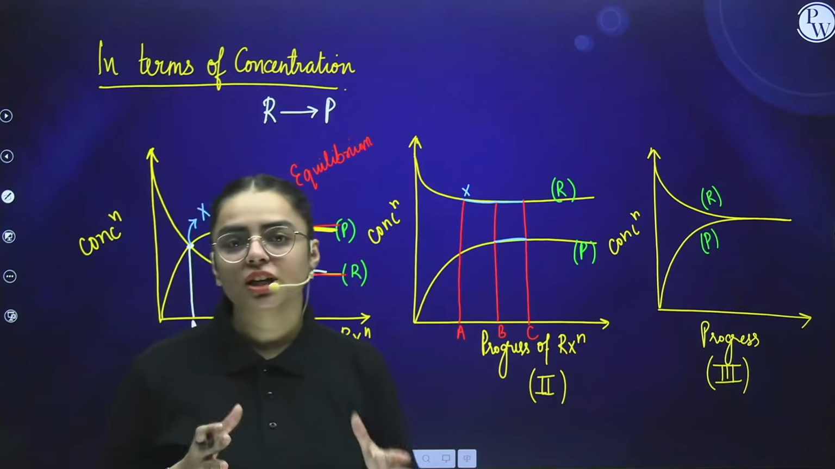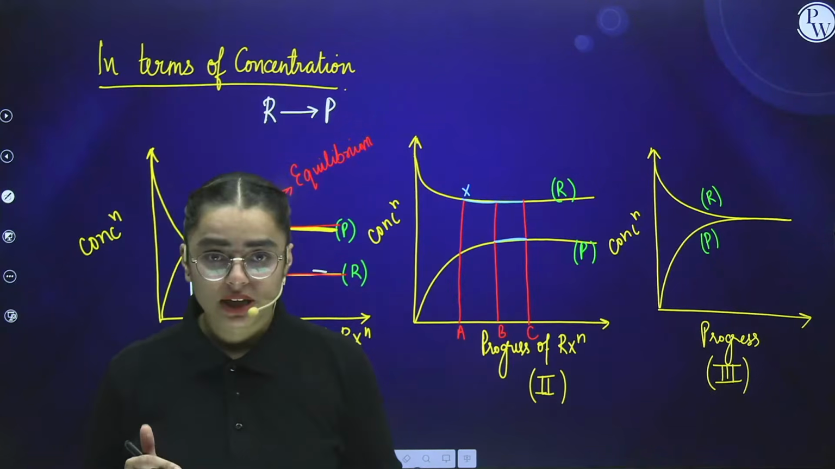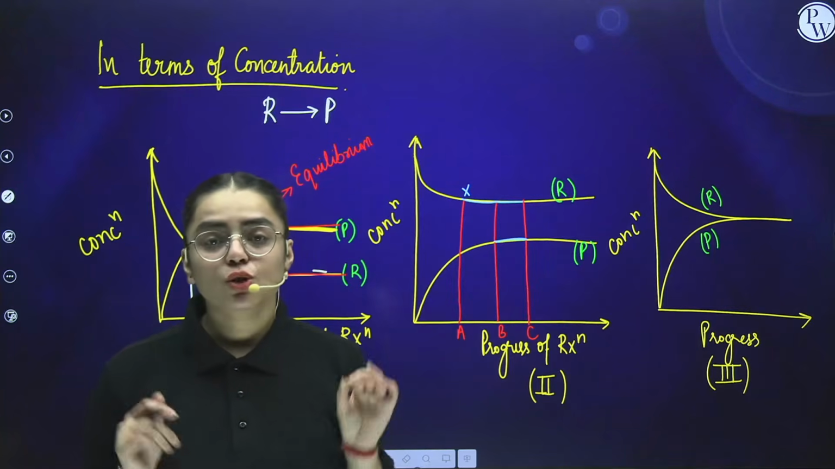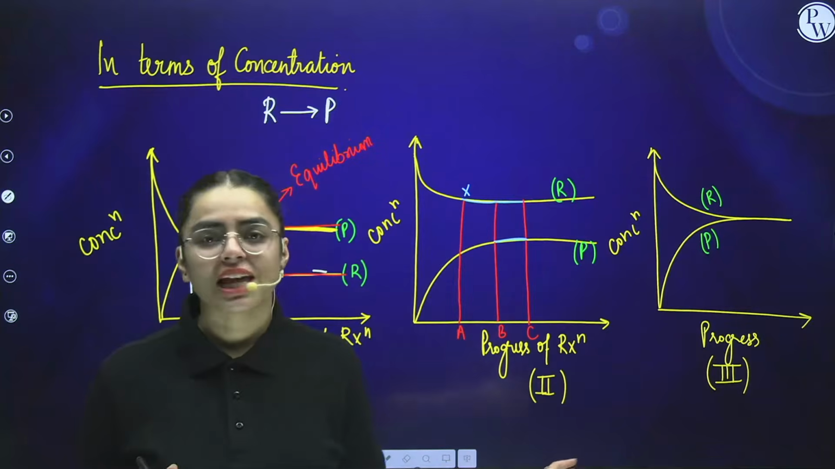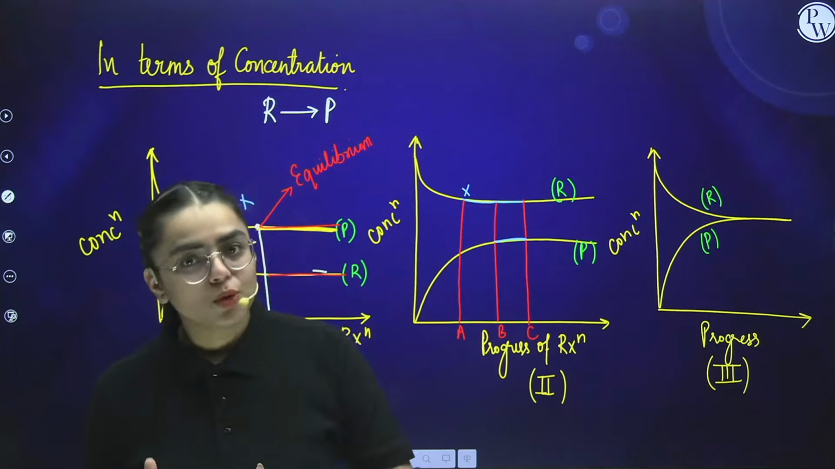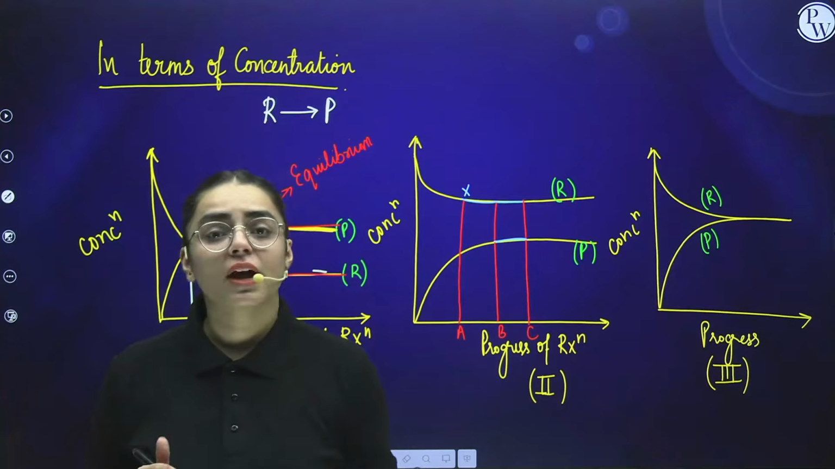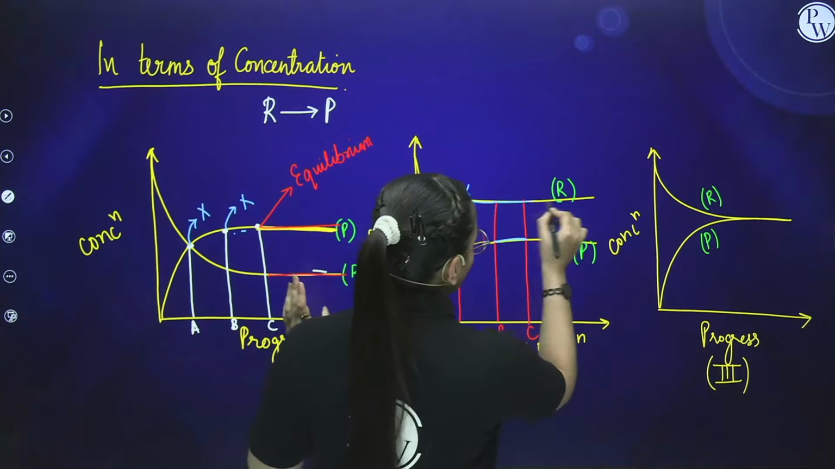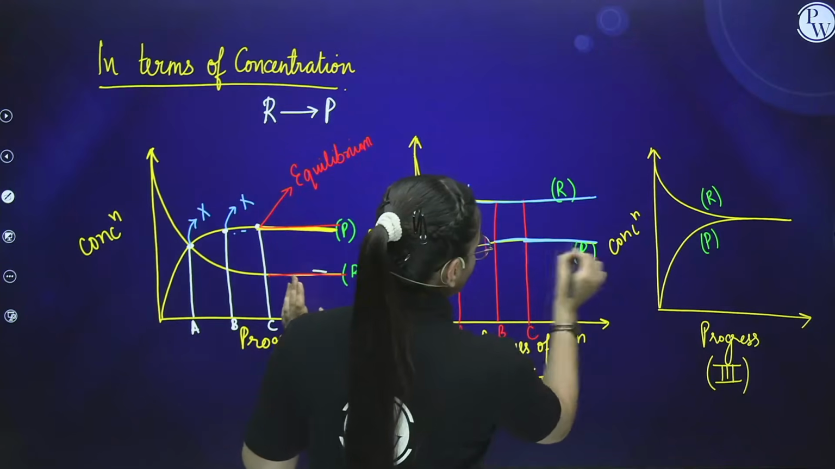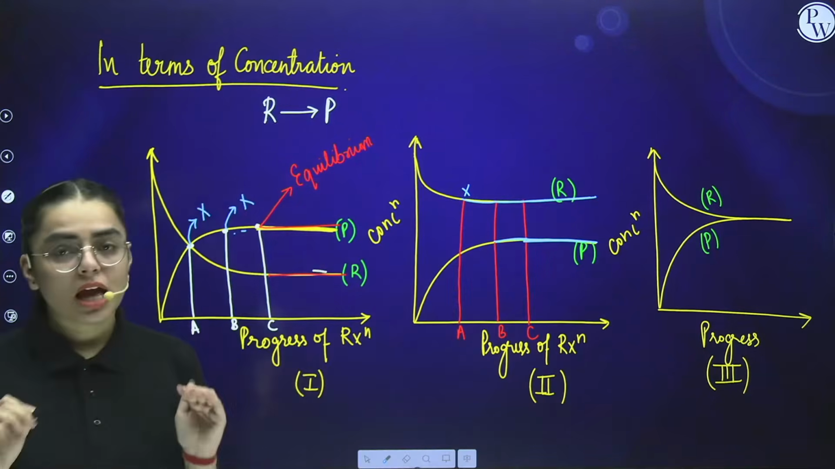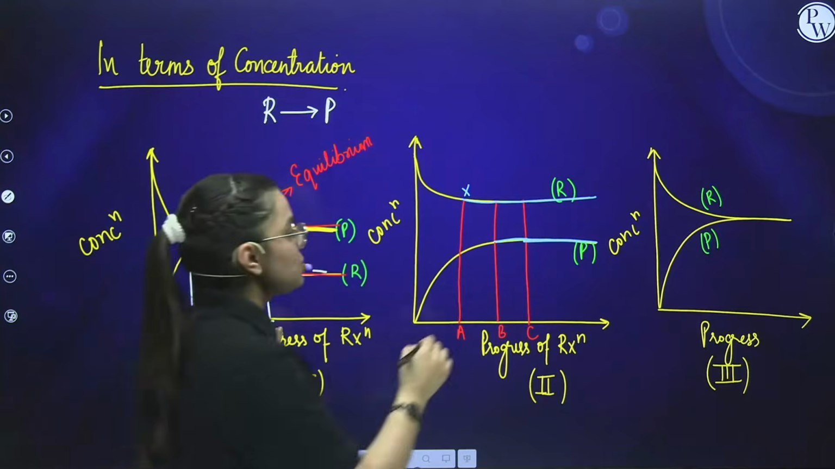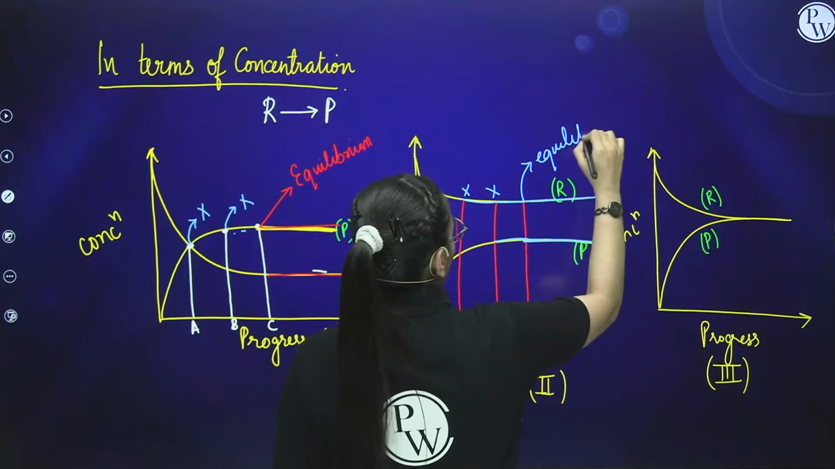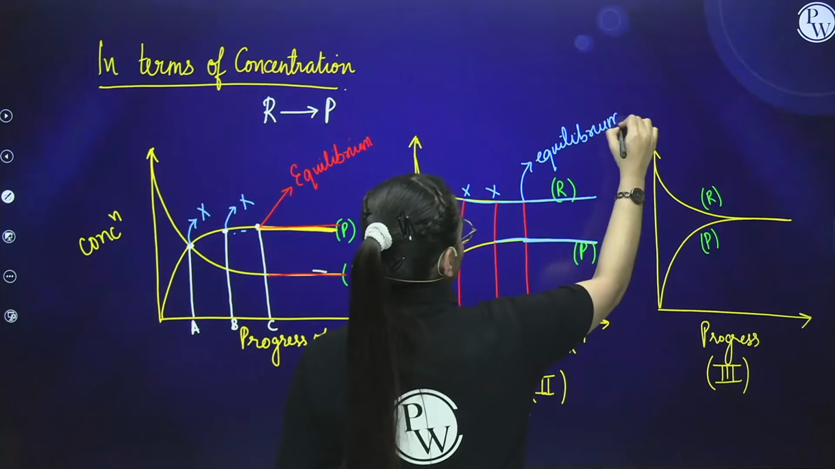Whenever I am talking about concentration, I am referring to both reactant and product. Don't consider only one situation and give your analysis on that. No, you have to see both reactant as well as product in order to find out the constant situation. Clear? Now if I see the C point here, after the C point it is constant. So the C point is the equilibrium point, when the concentrations are constant.